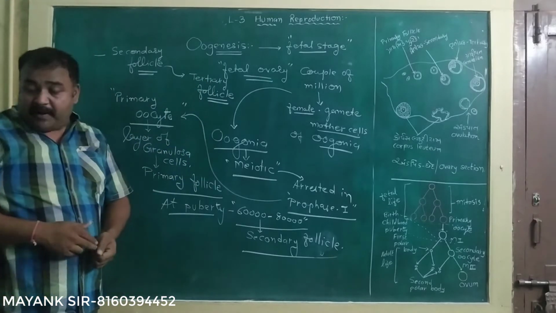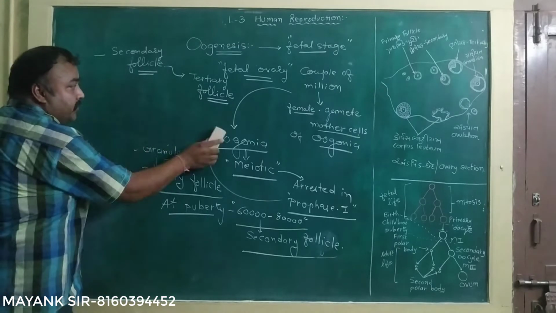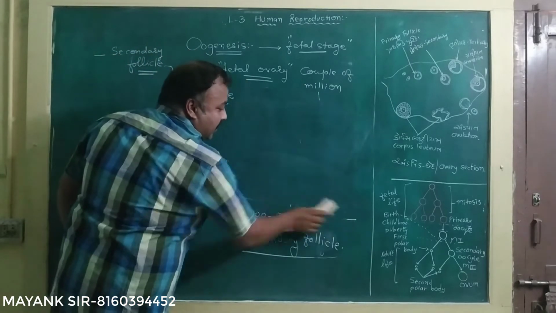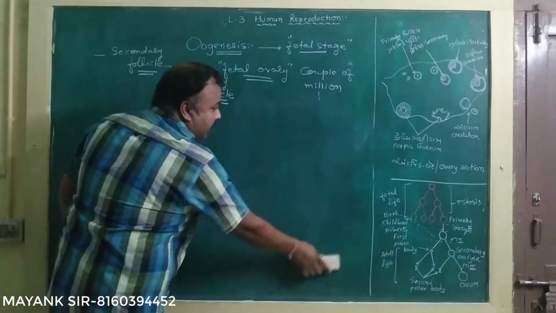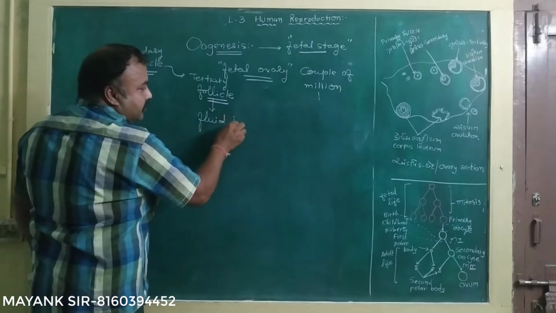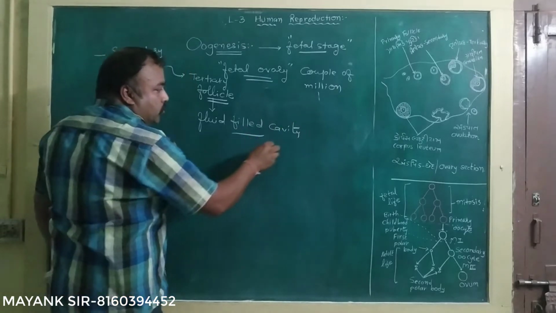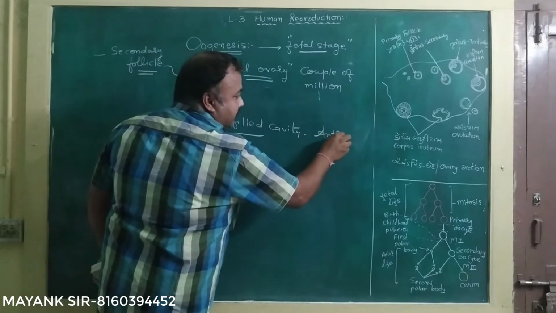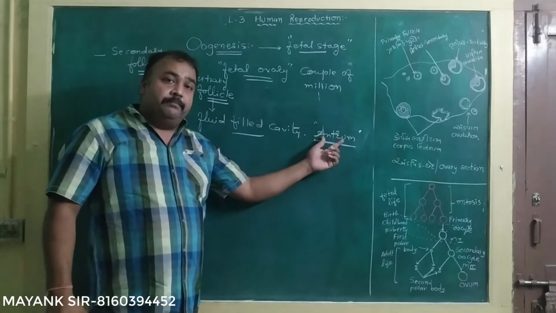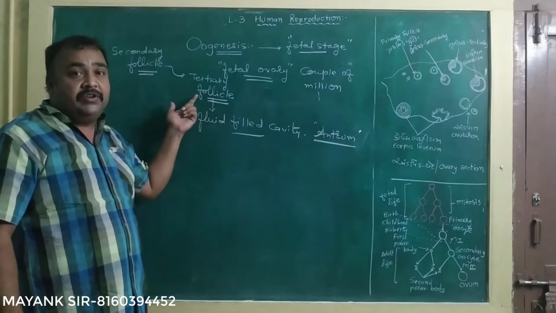What is the difference between primary, secondary and tertiary follicle? In the primary follicle, the primary oocyte occurs. In the secondary follicle, new theca and a new layer of granulosa cells occur. Whereas in the tertiary follicle, a fluid-filled cavity known as the antrum is present. So antrum is the distinguishing characteristic of the tertiary follicle.